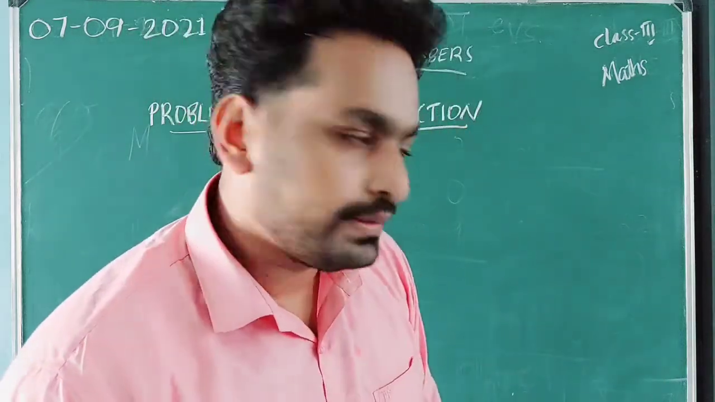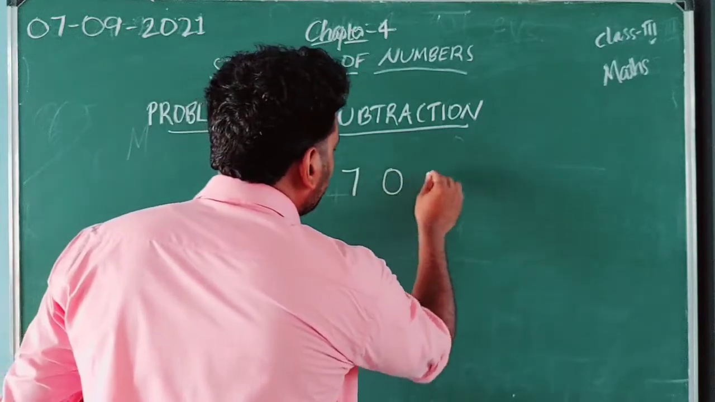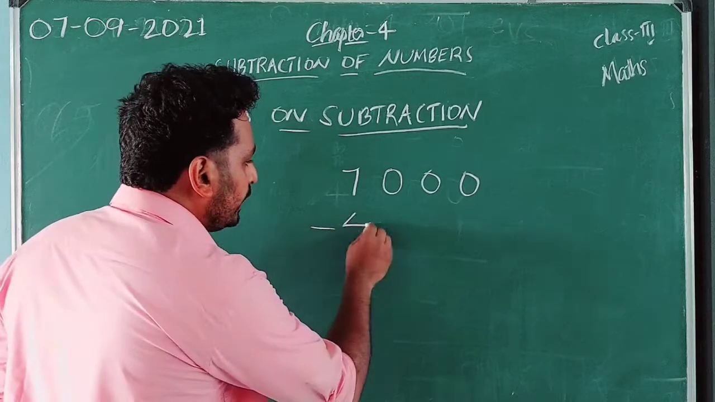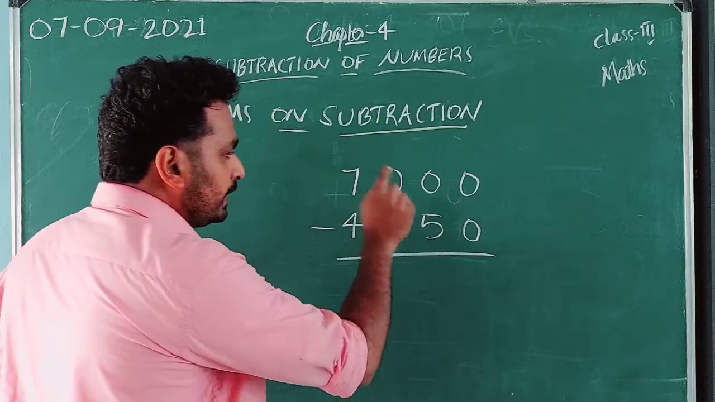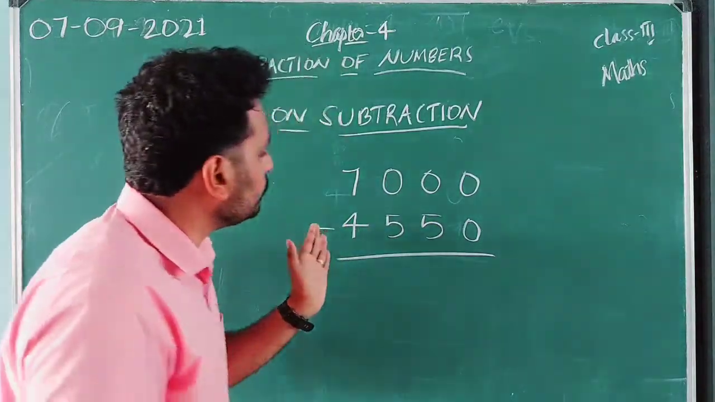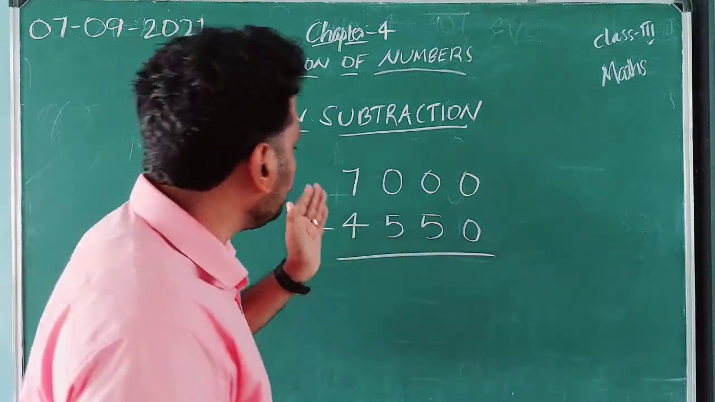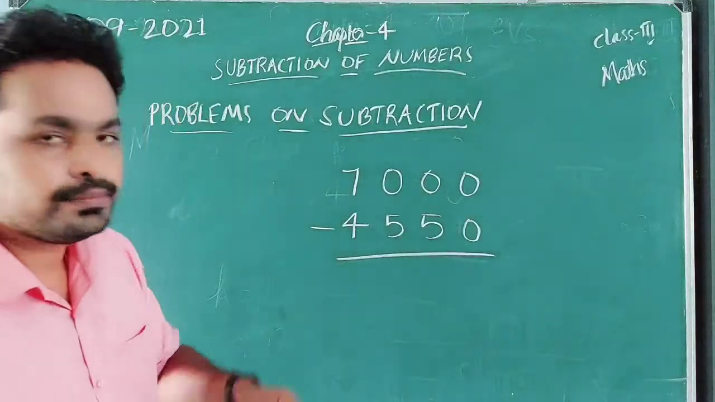So let us check. You have 7,000 rupees, and after that you bought a cycle of 4,550. You had 7,000 rupees. After that you bought a cycle. The price of the cycle was 4,550. So let us subtract.